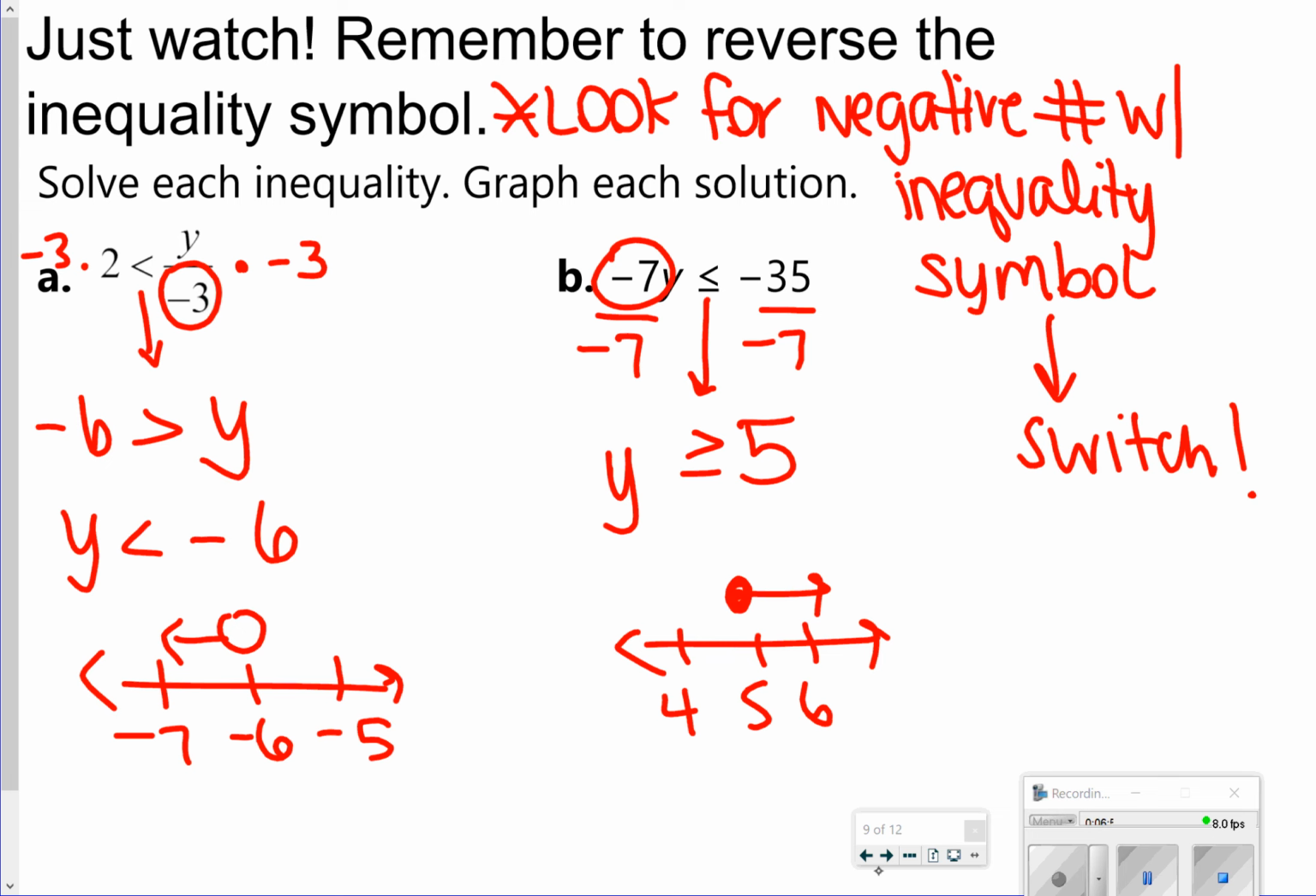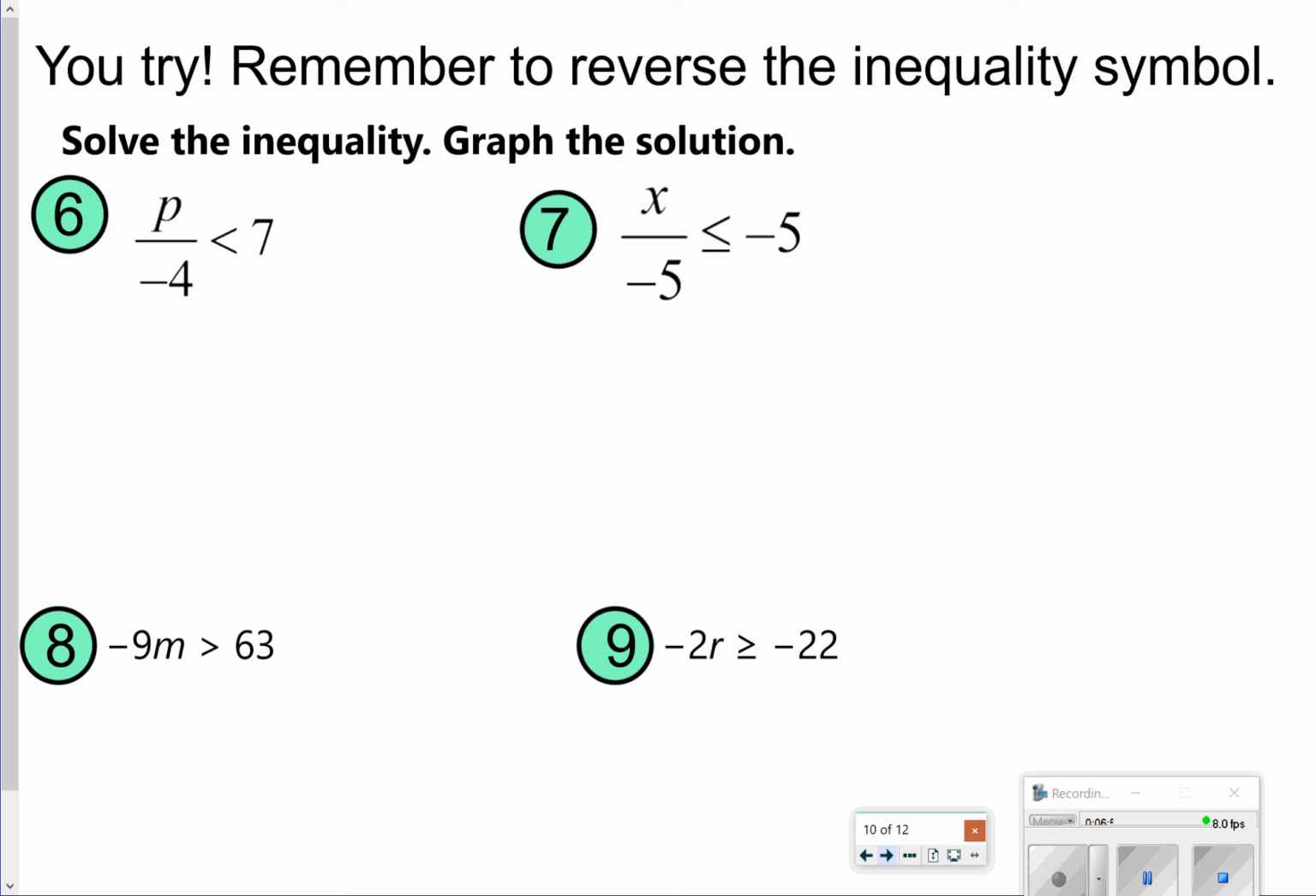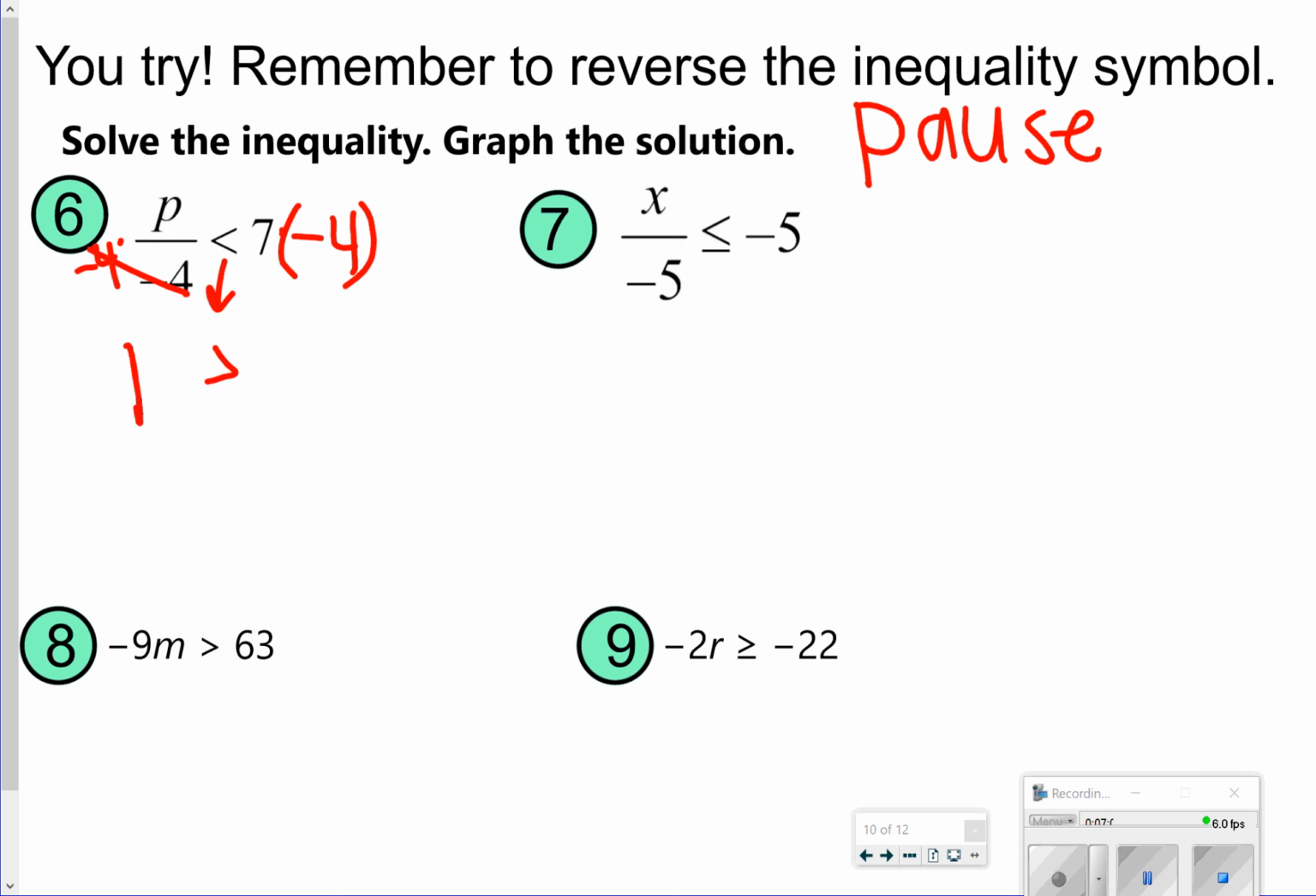Okay, here's some that you're going to try by yourself. So we're going to pause the video here, and once you're done, click play to check your work. So number 6, you're multiplying by -4. Since I multiply by -4, I'm going to switch my less than symbol to greater than. So I'm going to have p is greater than -28. So on my graph, I'll have -29, -28, -27, and that is an open circle pointing to the right.